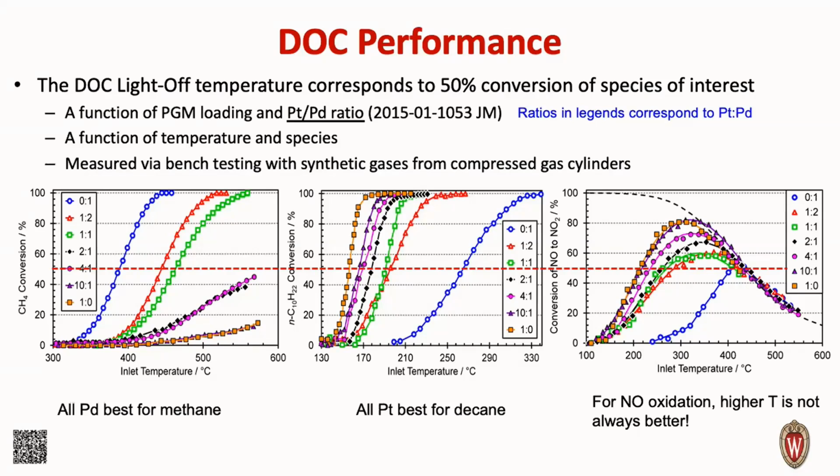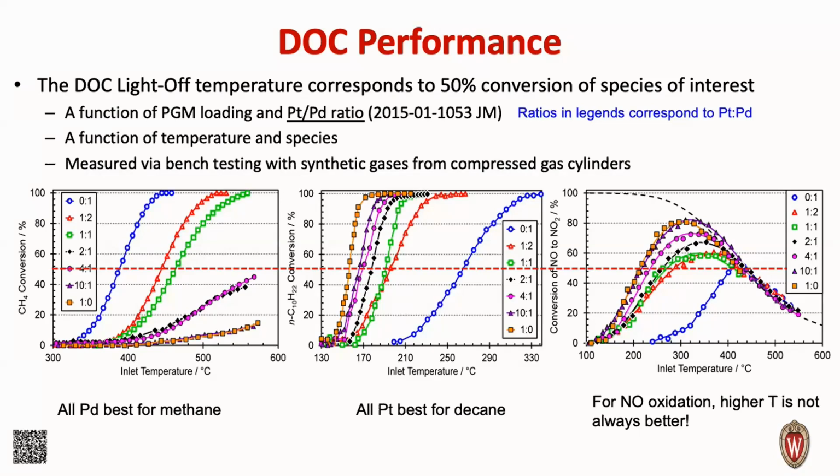It's also a function of temperature. Notice how all of these plots change as a function of temperature on the x-axis here. And it's a function of species. Notice here this is methane and this is decane. And what you see is all palladium is best for methane, but worst for decane. So it's really interesting the number of variables these things depend on. This all has to be measured via bench testing with compressed gas cylinders and some really high quality equipment.